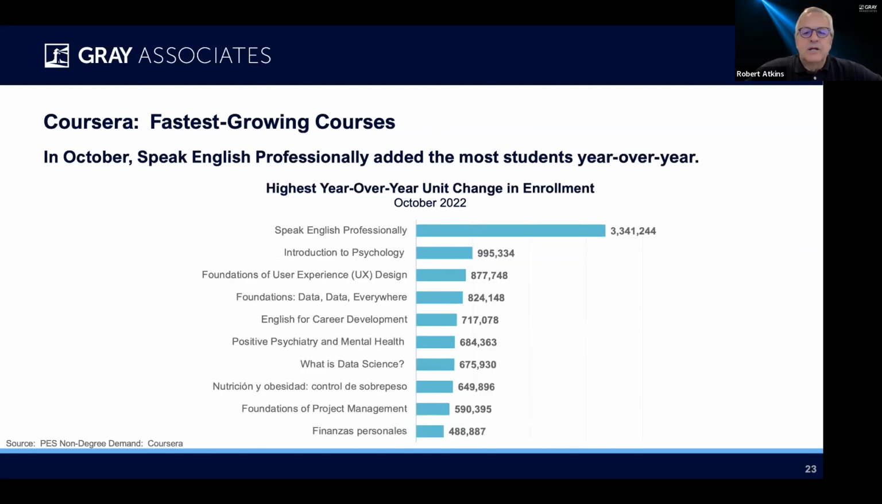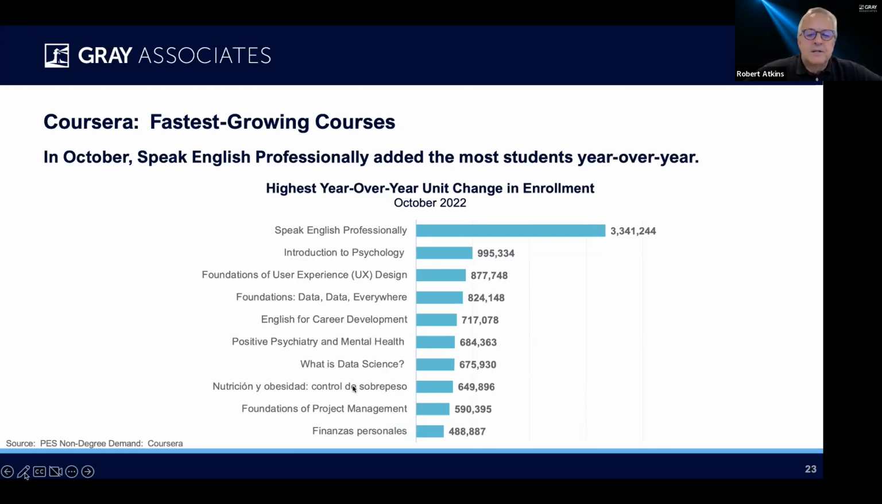So in terms of what's growing, speak English professionally is number one. Then we got introduction to psychology, in a very semi-random group of things in this group. We've got another English for career development growing very fast. Then we get foundations of user experience, data everywhere, positive psychiatry and mental health. This is what we talked about before about well-being being important.